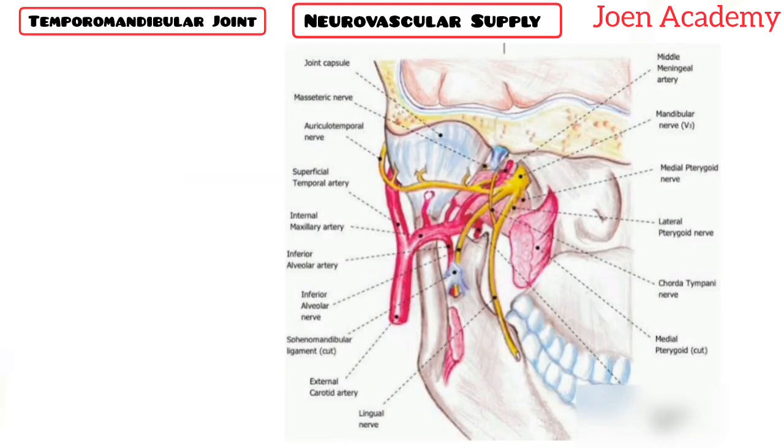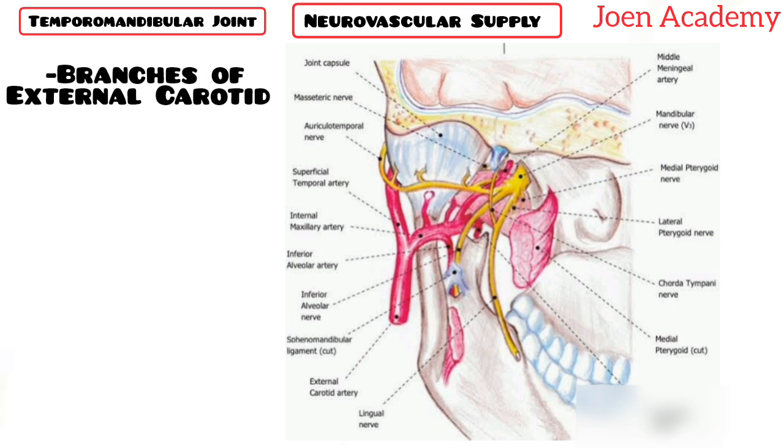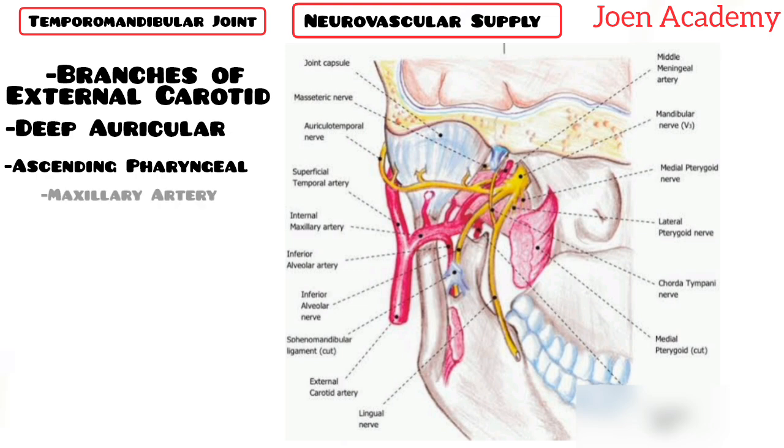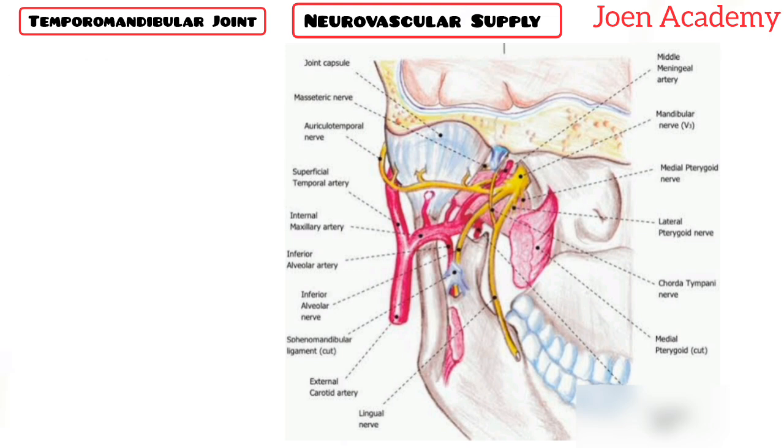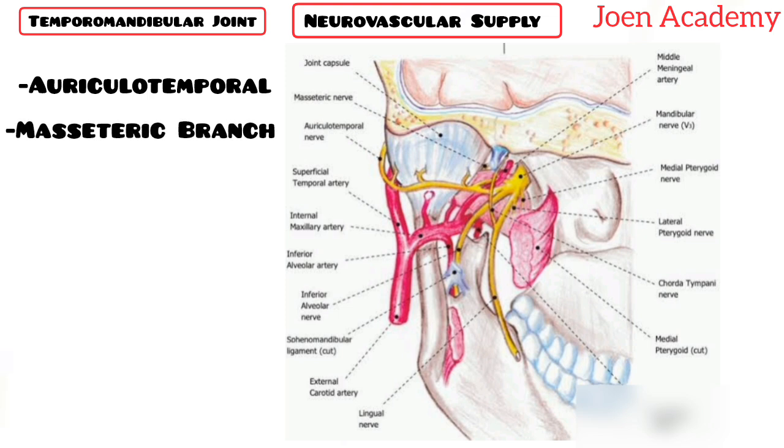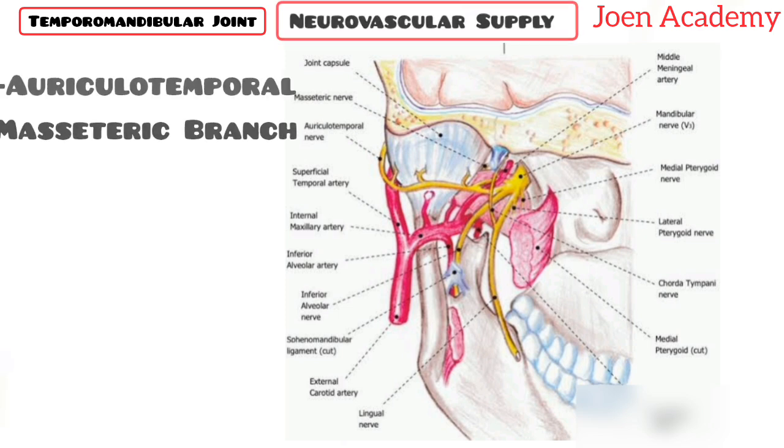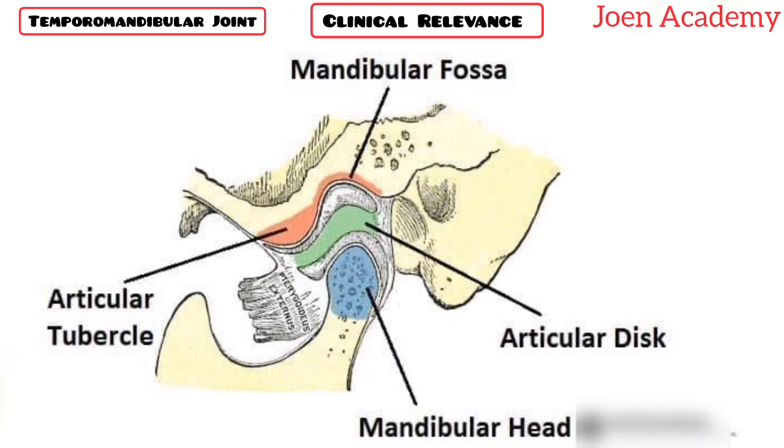The arterial blood supply to the TMJ is provided by the branches of the external carotid artery, mainly the superficial temporal branch. Other contributing branches include the deep auricular, the ascending pharyngeal, and the maxillary arteries. The nerve supply to this joint is by the auriculotemporal and the masseteric branch of the mandibular nerve. Let's look at the clinical relevance of this joint.